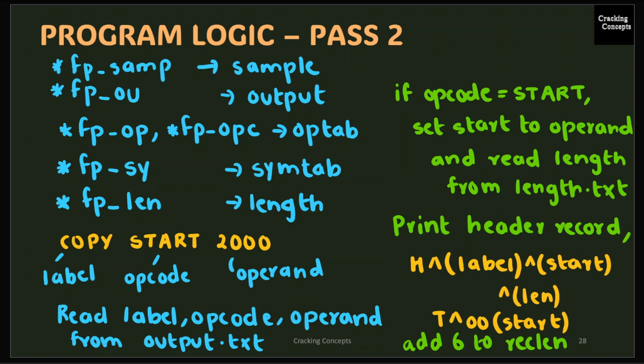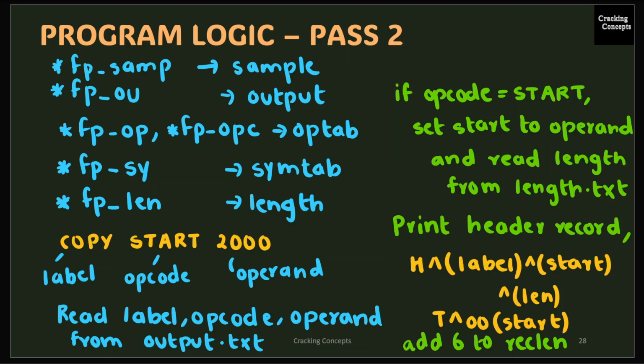Now we'll see the program logic for pass 2. Here again I have some file pointers for a file called sample. We have already seen the format of object code in the previous video. So it has 3 sections: header, text and end record. So inside the text record, after mentioning the starting address of each text record, it is expected to have the length of each text record.